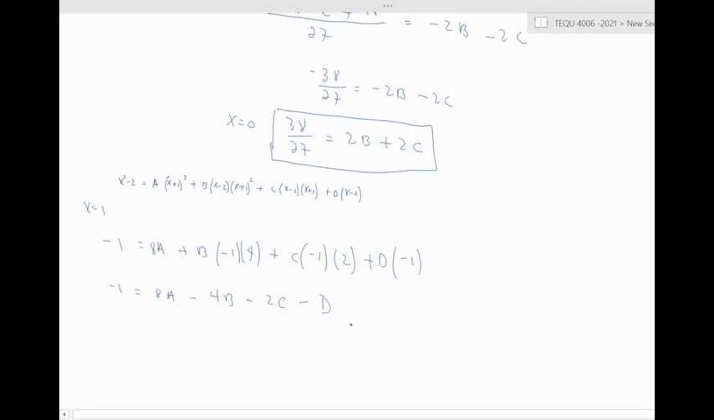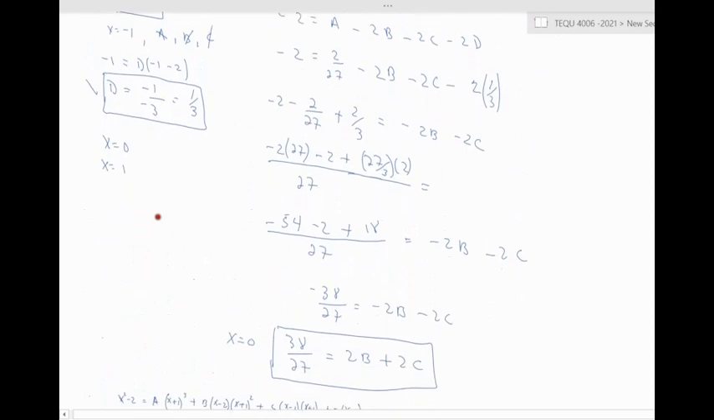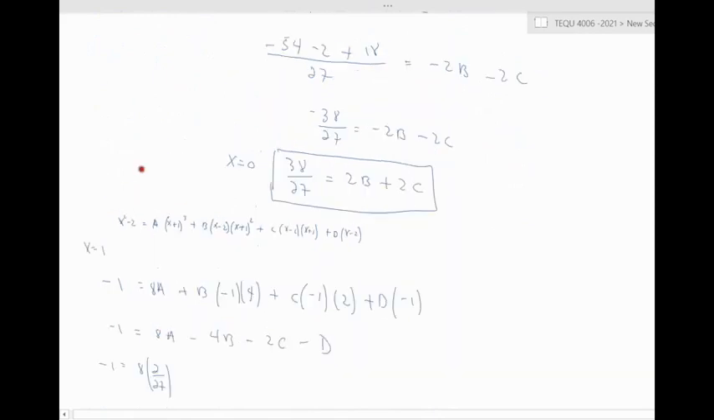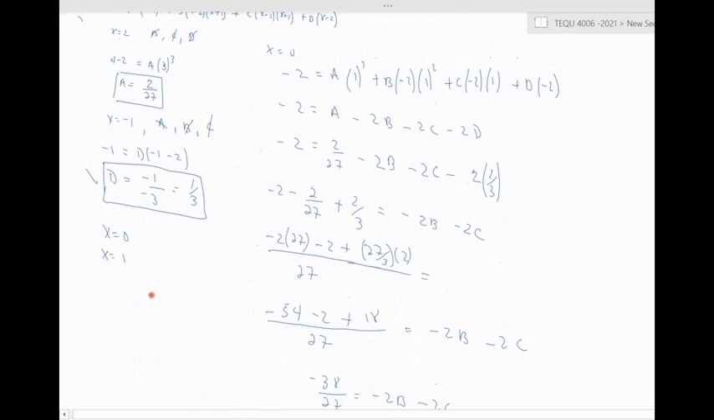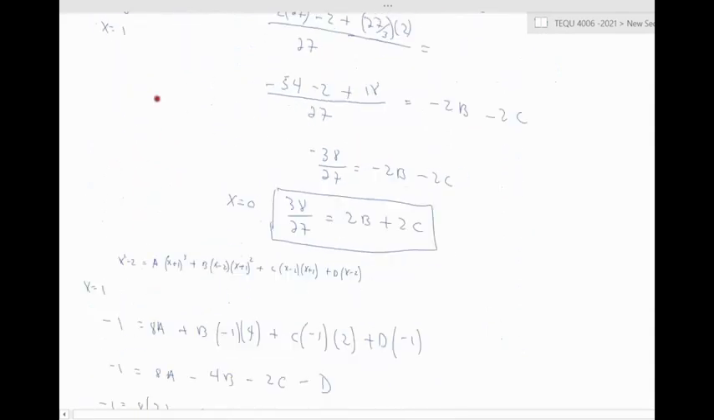Now let's use what we know, and what we know was that a is 2 over 27, so minus 1 equal a, 2 over 27. Was it positive or negative? No, positive. Good. And how about the d? The d is 1/3. So I end up with minus 4b minus 2c minus d, but d is 1/3.